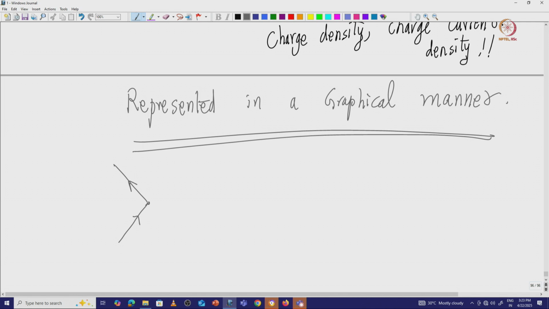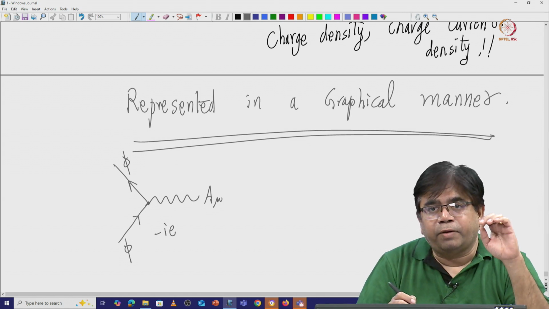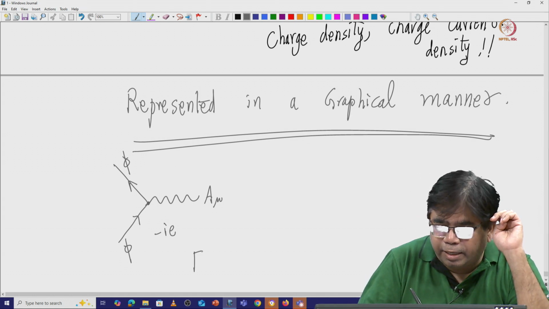There is an incoming phi at a given space time point, which gives you an A mu, and this has a coupling minus I e, where e is the electric charge here. Now, this is nothing but the well known Feynman diagram.